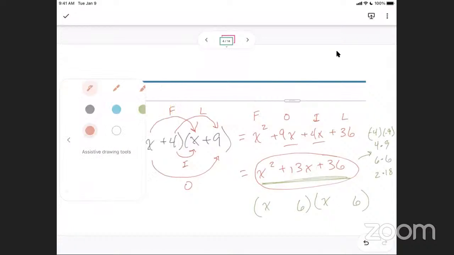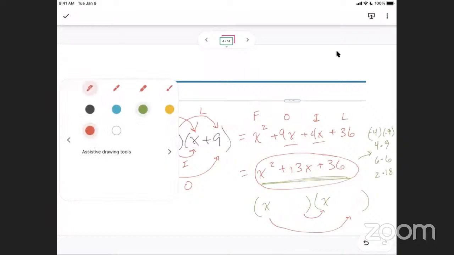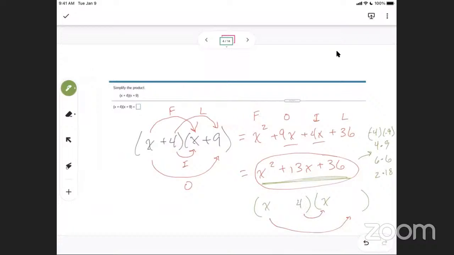Now let's check it. Let's check if the outside plus the inside equals this middle term here. Does 6x plus 6x equal 13x? No, it equals 12. It doesn't, so you know that's not the right answer. So try something else. Try 4 and 9. That does equal 13. And 4 plus 9, as we know, equals 13. So that's it. You understand?